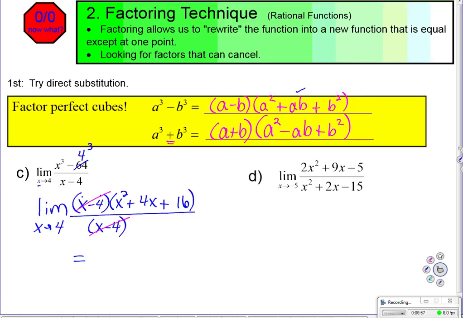So let's plug in the 4. We get 4 squared plus 4 times 4 is 16 plus another 16. Looks like we got 16 times 3. Answer turns out to be 48.